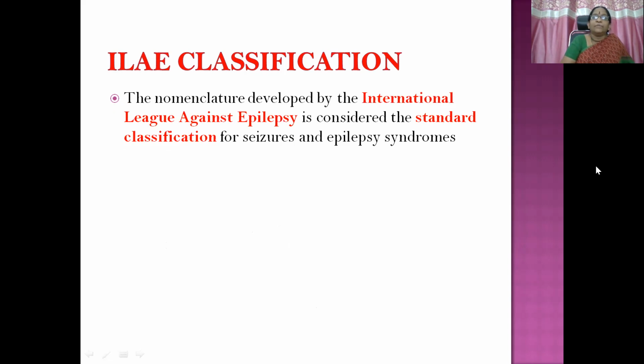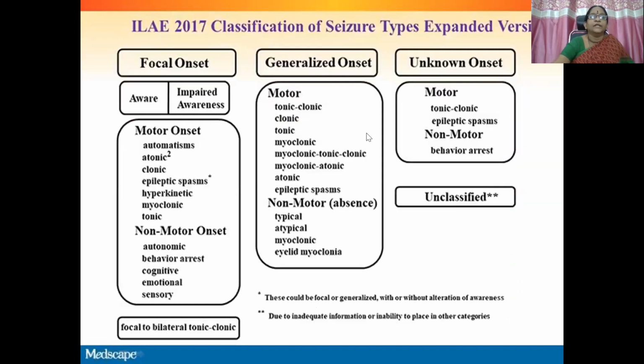So the nomenclature developed by the International League Against Epilepsy is considered the standard classification for seizures and epileptic syndromes. So you can have here the main classification. We are not going to discuss the non-motor involvement because it is just a pharmacology class. So motor onset: automatisms, atonic, clonic, epileptic spasms, myoclonic, tonic, all these. And generalized, same again: myoclonic, atonic, epileptic spasms, motor. Here aware and then impaired consciousness, focal, both the things. And then unknown onset, that is tonic-clonic or epileptic spasms, otherwise known as unclassified seizures.